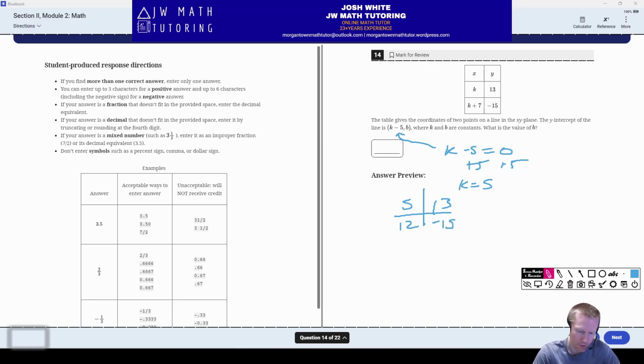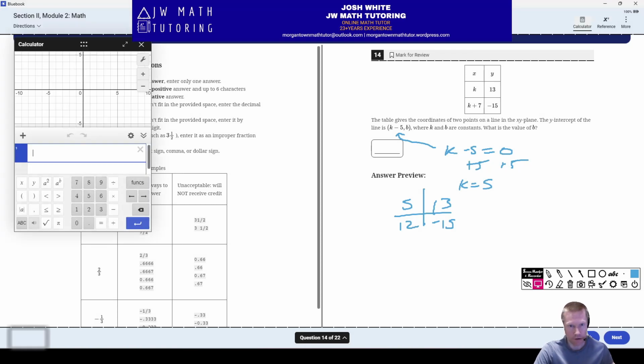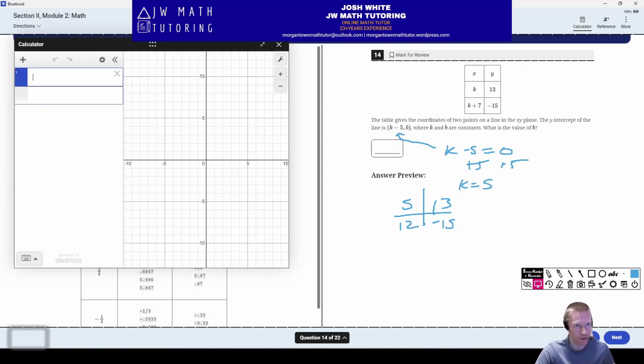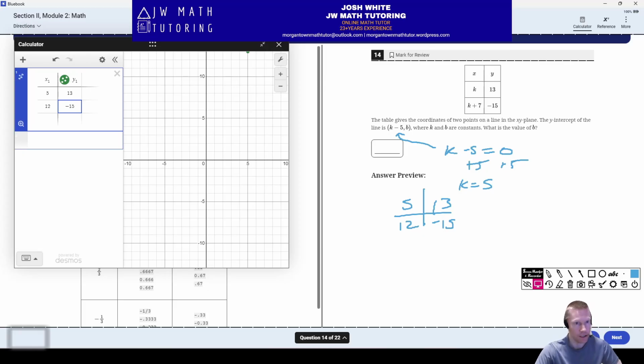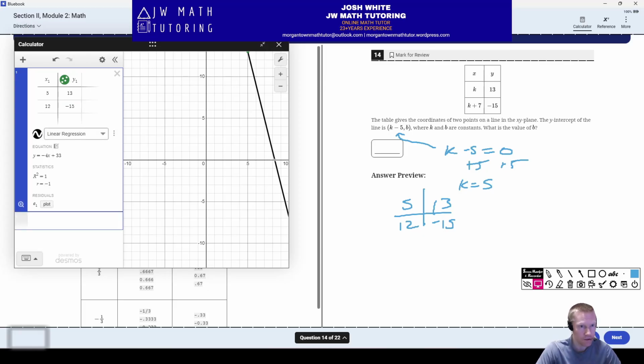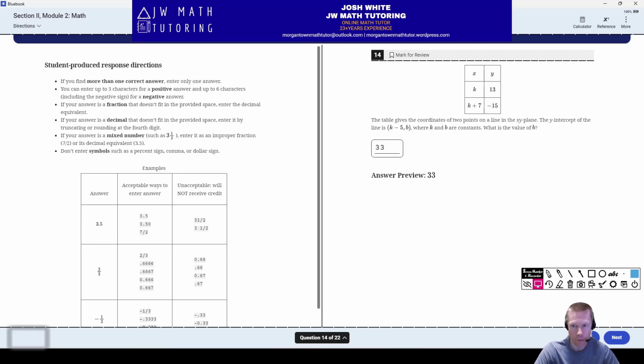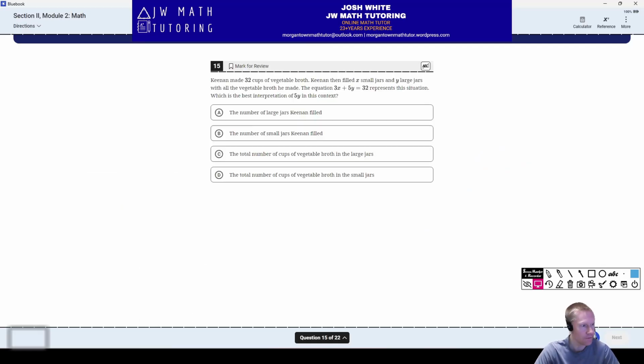And so I'll just go to Desmos because it'll be quicker and easier than doing it by hand. So again, we create the table: 5, 13, 12, -15. We can click on this. Linear regression is what we want. What's the value of b? What's our y-intercept value? Well, you can see right here it automatically gives this to us as 33. So the correct answer for this problem is just 33. And we can move on to the next question.